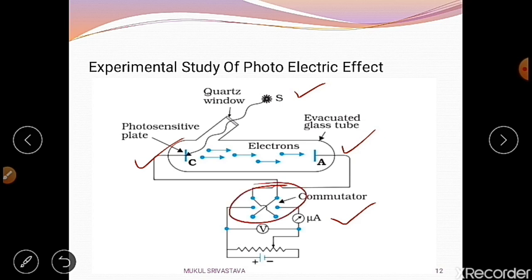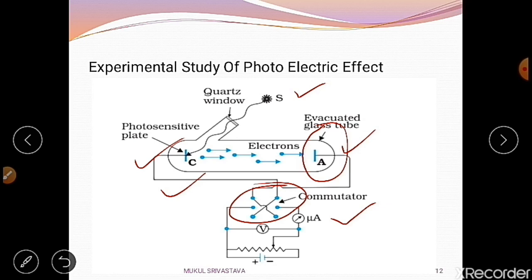Now this one is a commutator, which is used to change the polarity of these plates. The photosensitive plate will emit electrons, and plate A will collect these electrons. So C represents the emitter plate and A represents the collector plate. The plate A can be maintained at a desired positive or negative potential with respect to the emitter plate. When the collector plate A is positive with respect to the emitter plate C, the electrons are attracted to it, as I already told you.